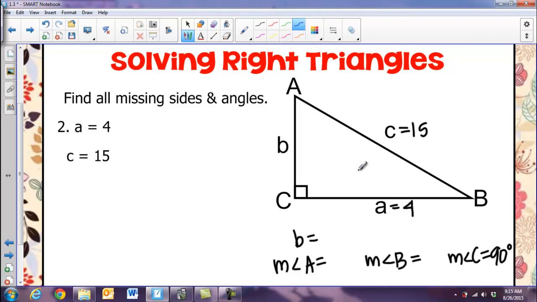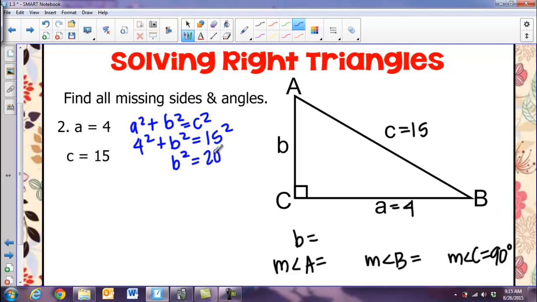So you're looking at this and you're like, well, hey, this is a right triangle, and I have 2 of the sides. I have a leg and a hypotenuse. Can I use the Pythagorean theorem? Of course. So remember, a squared plus b squared equals c squared. Plug in what you know. You know that 4 squared plus b squared equals 15 squared. If you do that math, you'll get b squared equals 209.